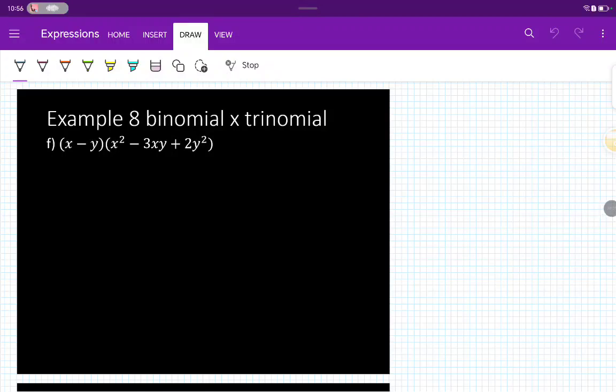Example 8F. So now we're going to do a binomial times a trinomial. And we're going to do the same thing. In our binomial, we've got two items, right? So I want you to first take the first item and I want you to distribute. You want to multiply it with the first, then the second, then the third. So let's go ahead and do that. That's simple, right?